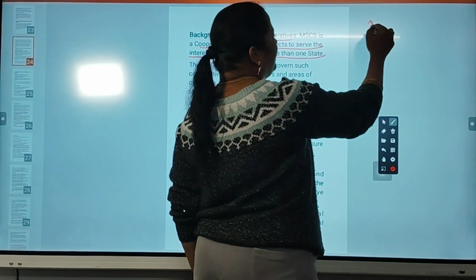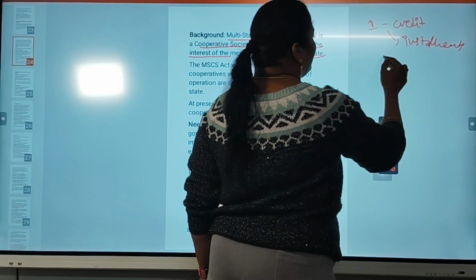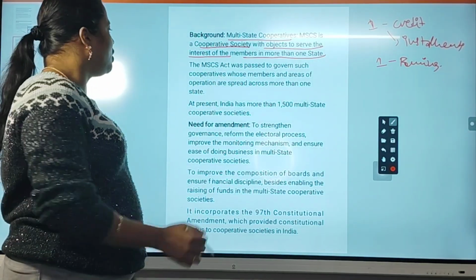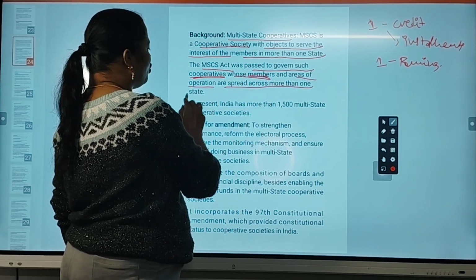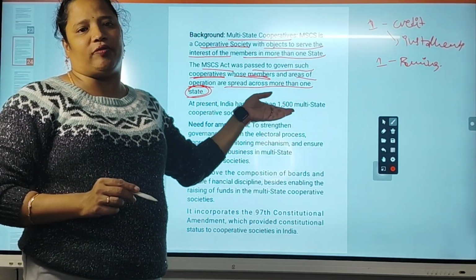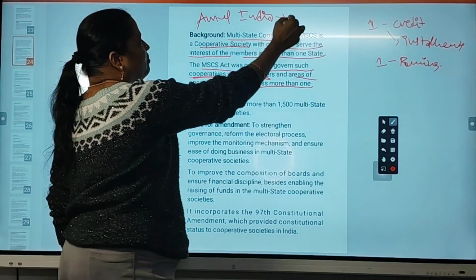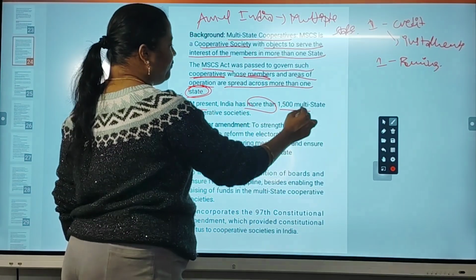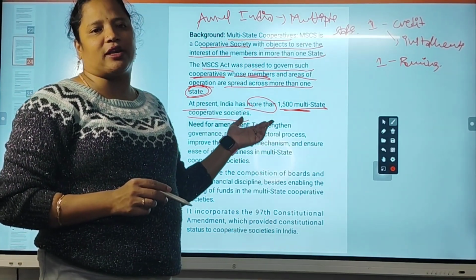Suppose one person wants credit, they can take it from the society and he can repay in installments. If one person wants help for his farming, then the society will give it. Like that, it is for the welfare of the society members. So the MSCS Act was passed to govern such cooperatives whose members and areas of operation are spread across more than one state. Like you might know Amul India. It is nothing but a cooperative society, but it works in multiple states. At present, India has more than 1500 multi-state cooperative societies working all over India.